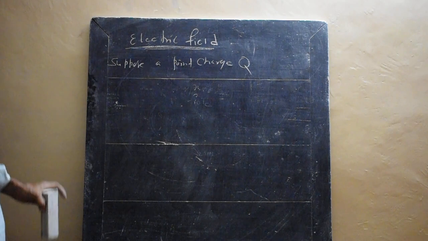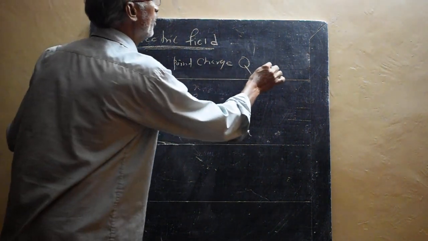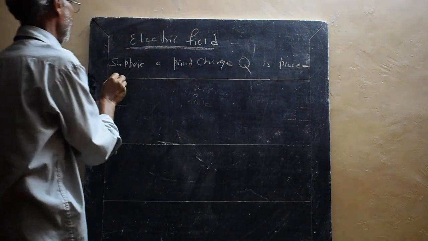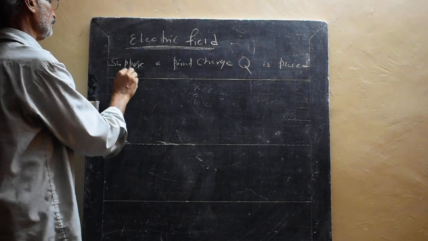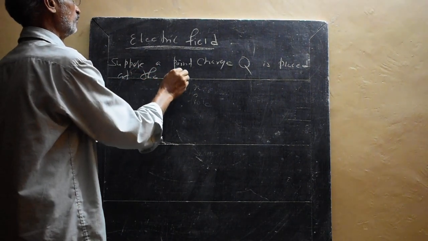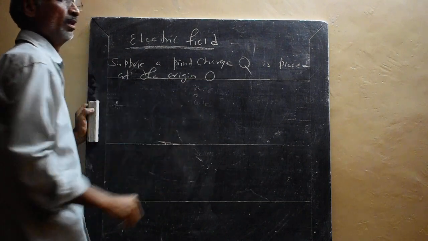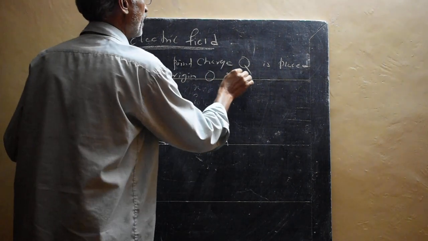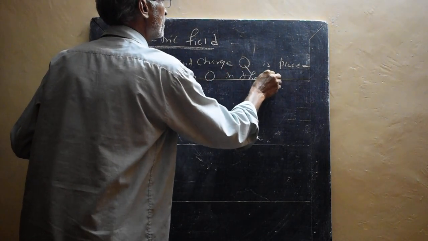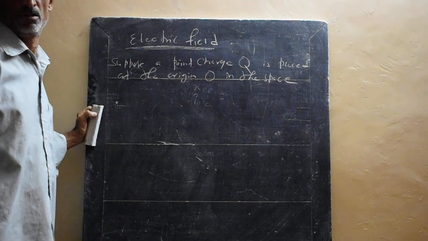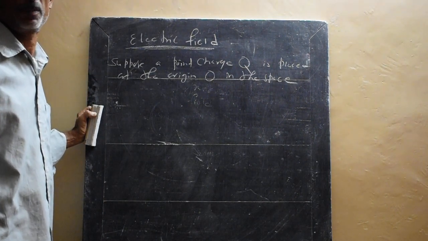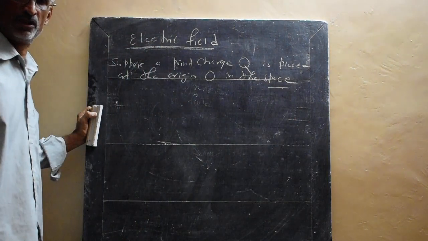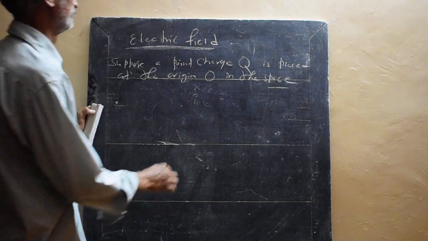for the explanation purpose. Okay, suppose a point charge Q is placed at the origin O, meaning where the charge is placed, that point is to be taken in the xyz space. The reference frame for the space is the xyz coordinate system. So the space in the xyz coordinate system is to be mentioned.